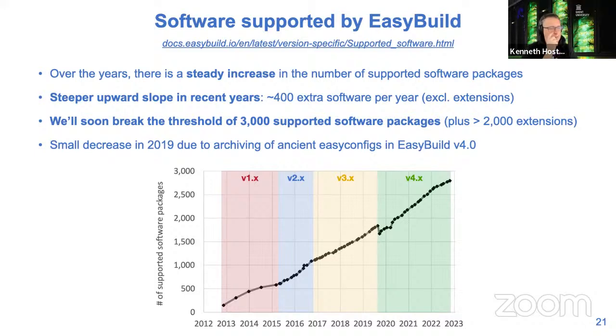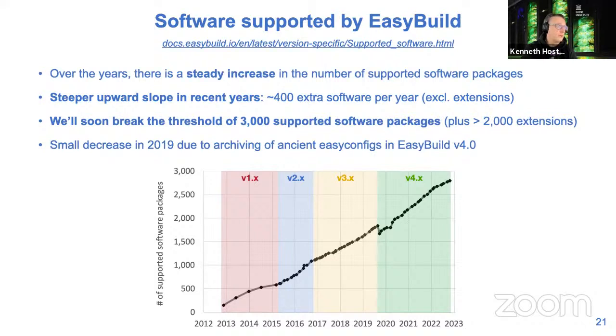Now there's a small decline there in the graph. So this is when we archived very old easyconfigs in EasyBuild 4.0, which were only using very old toolchains, and this is typically dead software that nobody is interested in anymore. So that's why we had a small decline there. And we're probably going to have a decline like this again in the next major version of EasyBuild.